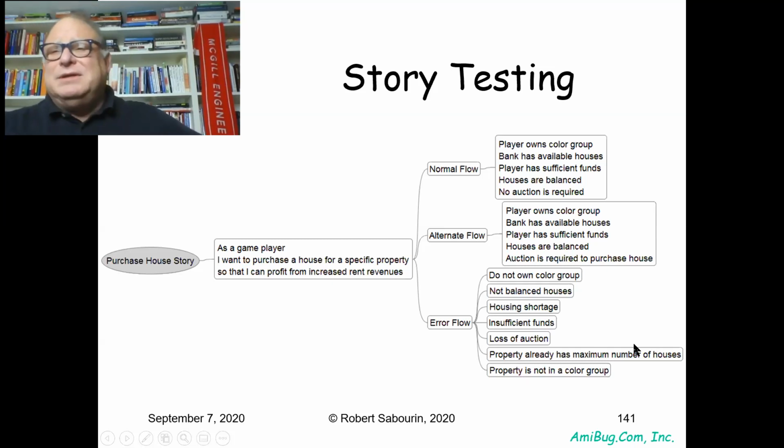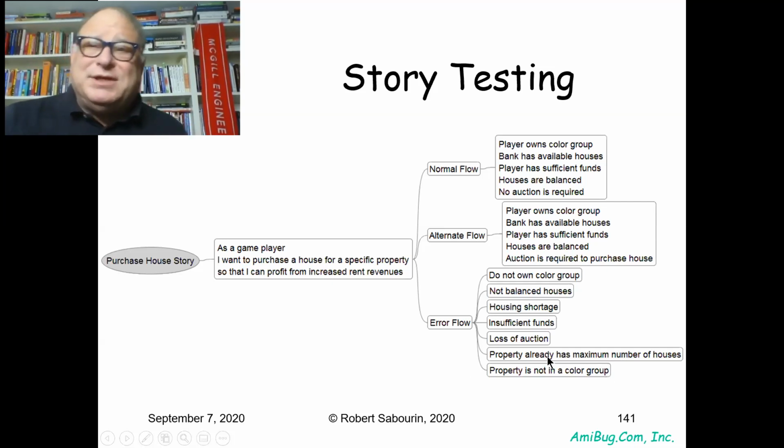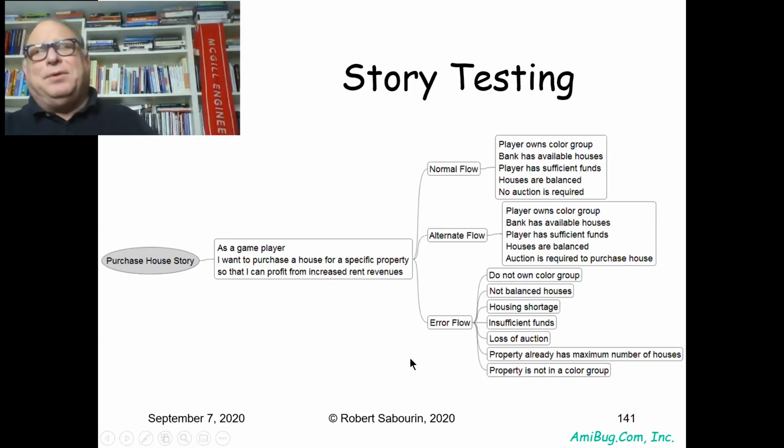A property already has the maximum number of houses, so you can't add houses to it, and the property might not be a color group. You can't put a house on a railroad, for example. So that's just a collection of some examples from different stories. We are collecting normal flows, alternate flows, and error flows.